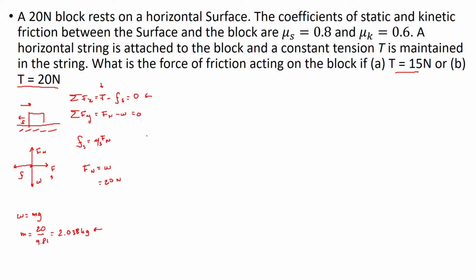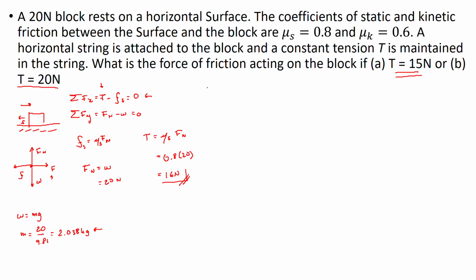So we're going to have the tension equal to the static friction coefficient times the normal force. This is 0.8 times 20, and this is going to be 16 newtons. From those results, we know that the 15 newtons are not enough for moving this object. So I know that I need to use the static coefficient to solve this system.